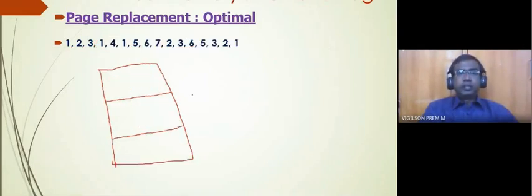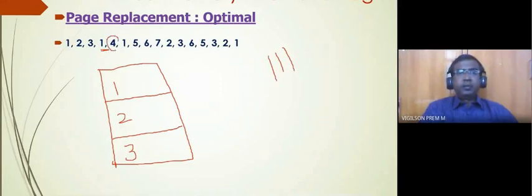Okay, consider one more example. Quickly I will explain with one more example. Initially memory is free. So the first 3 page faults, for 1, 2, 3, will occur. Now the reference is 1, which is available in main memory, so no page replacement.